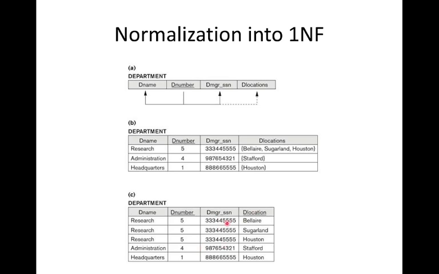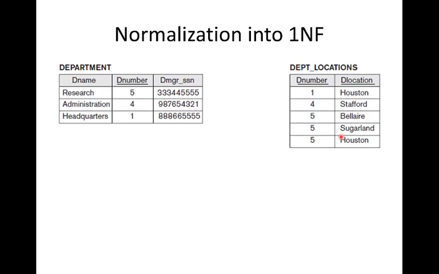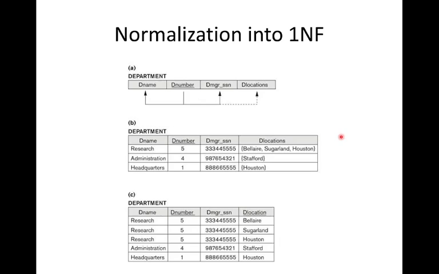So one way is to split into three rows, or we can split it into three columns if we know that at most we can have three different locations for each department. That is another way to reduce this. In the first method we have a redundancy problem, and in the second method we have a null value problem. So in order to normalize into first normal form, there is another way, and that is the way that should be adopted.